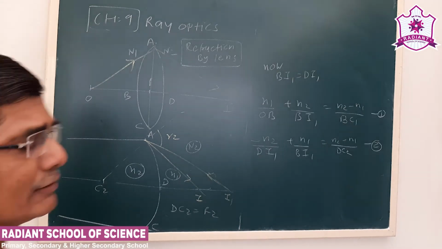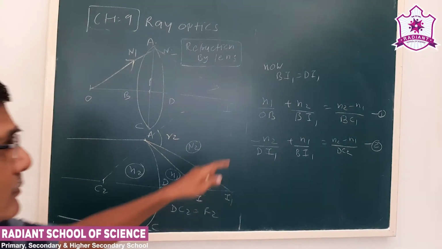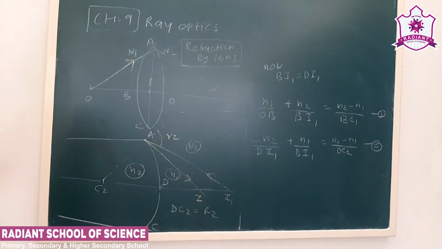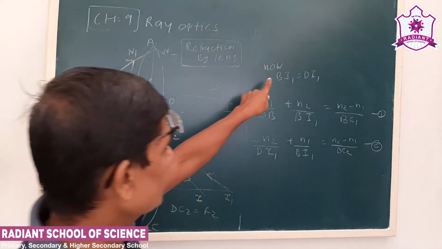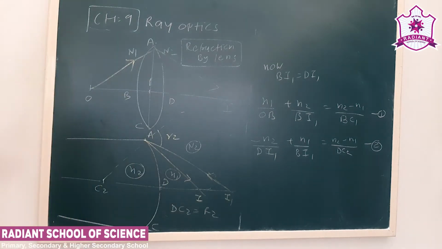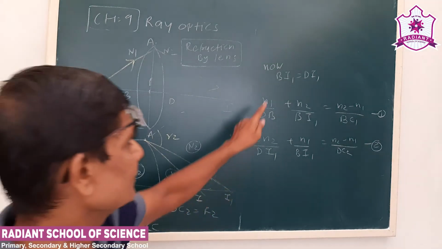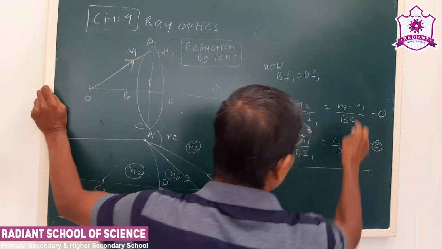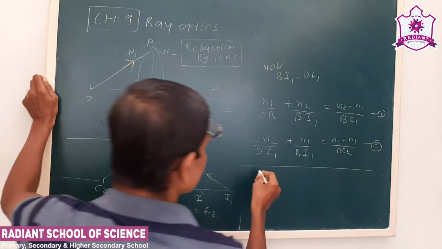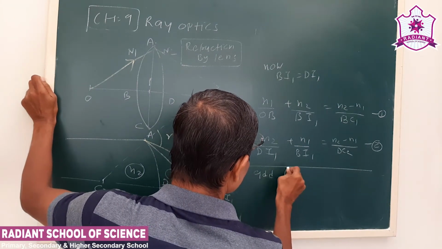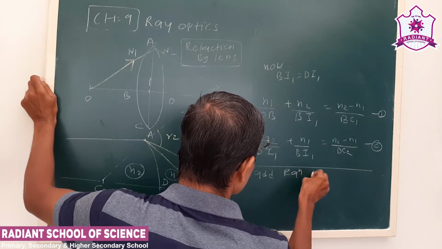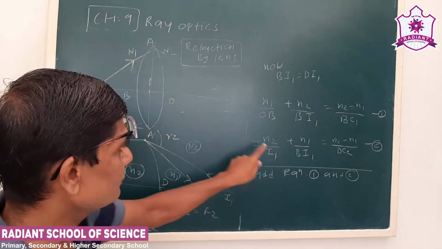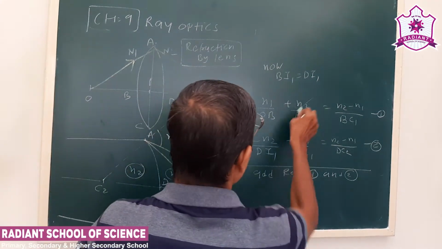Now I have written the equations for refraction taking place from the ABC surface and the ADC surface together. The image formed by the first surface acts as the object for the second, so this BI1 and DI1 will be equal. Let us call these equations 1 and 2. Now if I add equation 1 and 2, because BI1 and DI1 are equal, they will get cancelled.